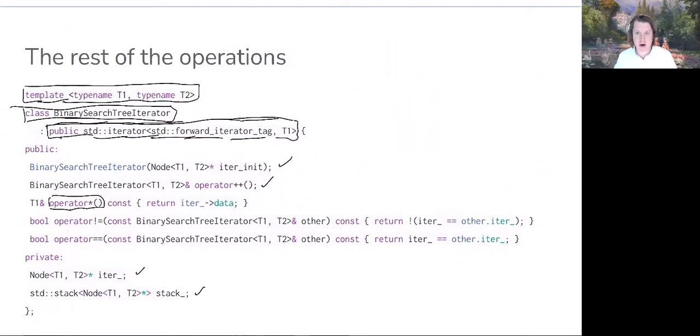Okay, and then our definition of inequality for two binary search tree iterators is simply that the addresses stored within their iter data members are different. If they are different, that means those two iterators are not equal. On the other hand, for two iterators to be considered equal, they're pointing to the same element within the sequence. So if the addresses stored within their iter data members are the same, we'll consider the two iterators as being equal.